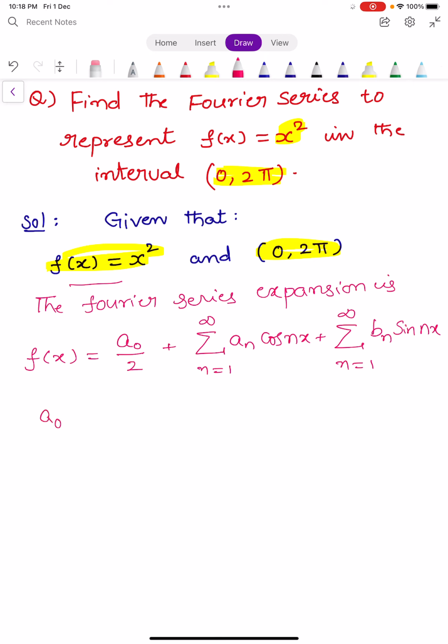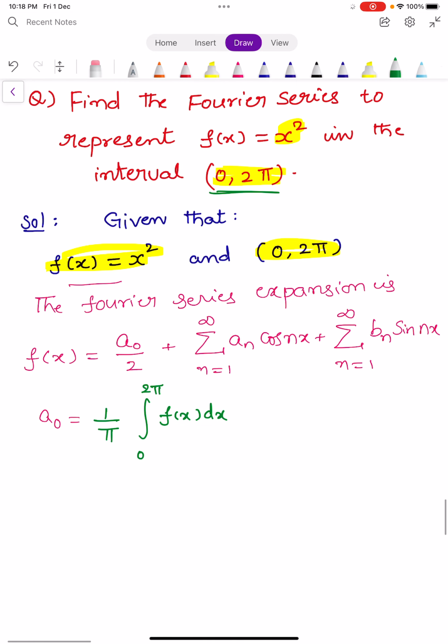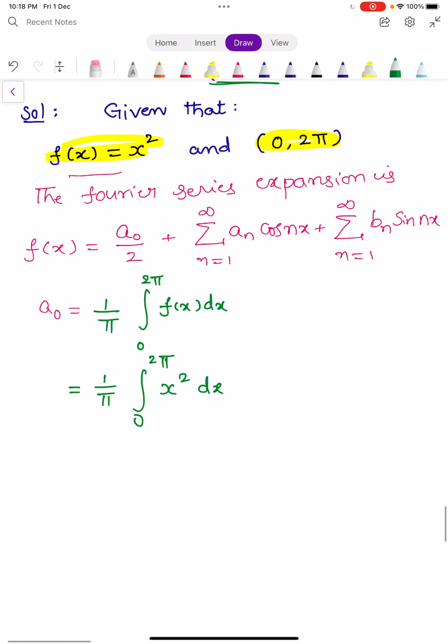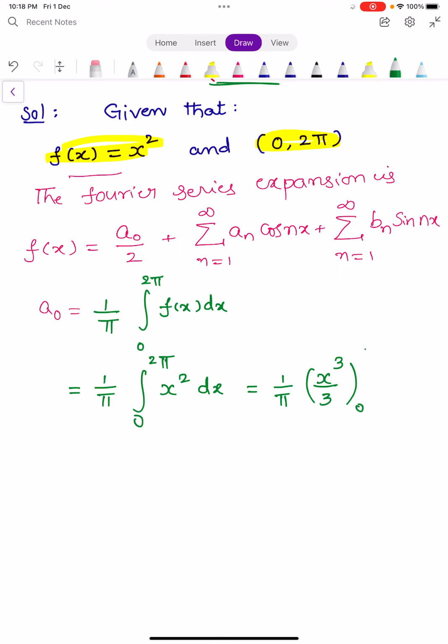Here the formula for a naught is equals to 1 by pi integral 0 to 2 pi f of x dx. Because the interval is from 0 to 2 pi, we use the limits 0 to 2 pi. So this is nothing but 1 by pi integral 0 to 2 pi x square dx. So integral x square is x cube by 3, so 1 by pi x cube by 3 from 0 to 2 pi.